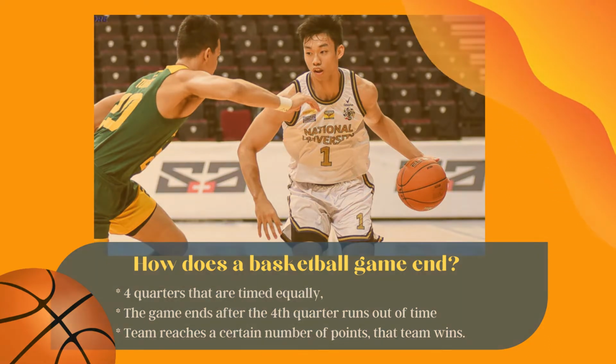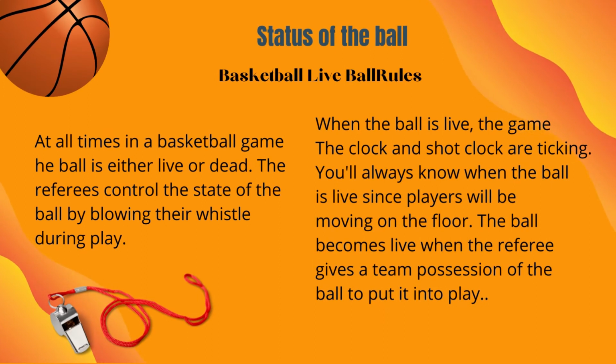Status of the ball: it's either a live ball or a dead ball. At all times in a basketball game, the ball is either live or dead. The referees control the state of the ball by blowing their whistle during play. Basketball live ball rules: when the ball is live, the game clock and shot clock are ticking. You always know when the ball is live since players will be moving on the floor. The ball becomes live when the referee gives a team possession of the ball to put it into play.